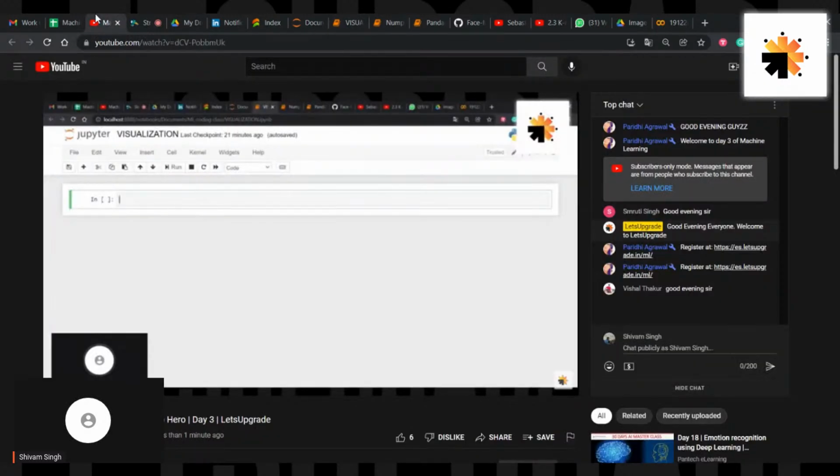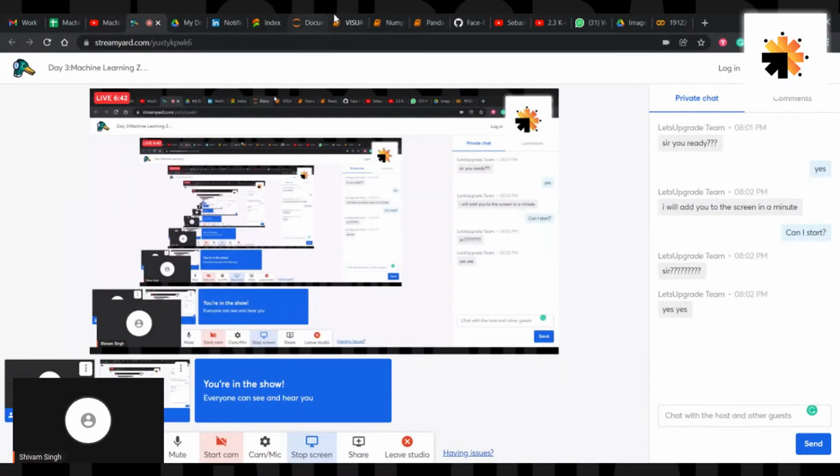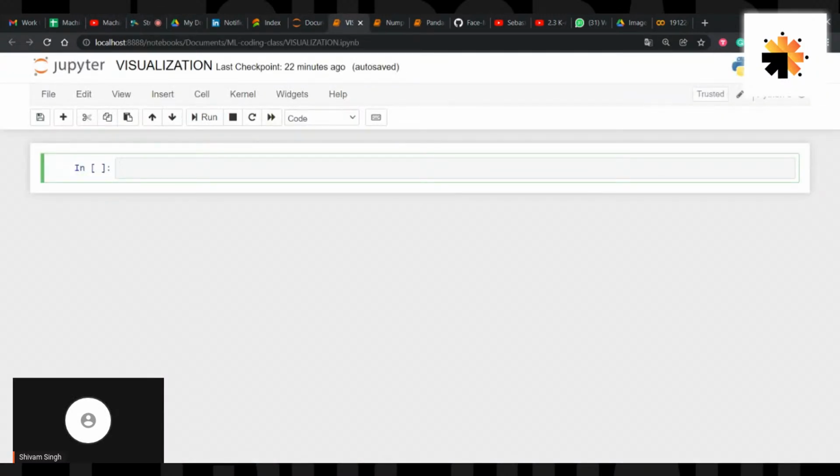Fine, guys. Let's start with these visualization libraries. There are two popular libraries available in Python: one is Matplotlib, another one is Seaborn. I'm going to take both simultaneously in the same session, and I'm also going to take one data set to explain some of the functionality of these visualization libraries. Let me import them first.